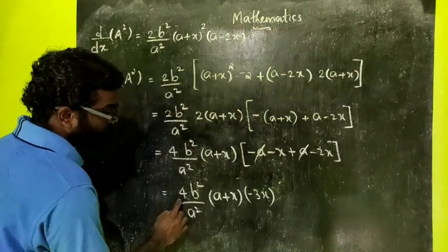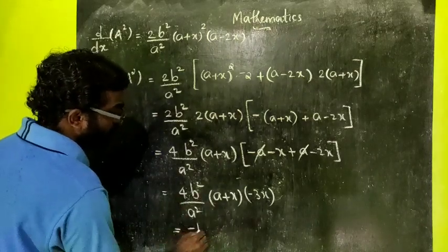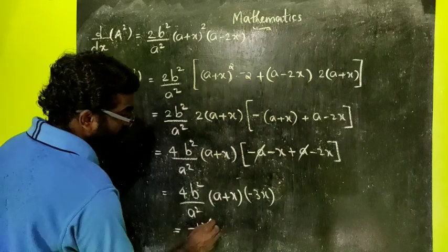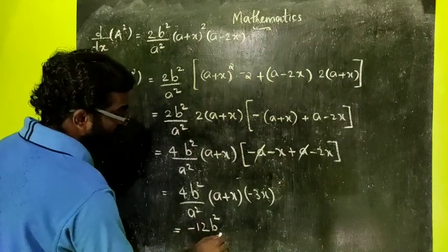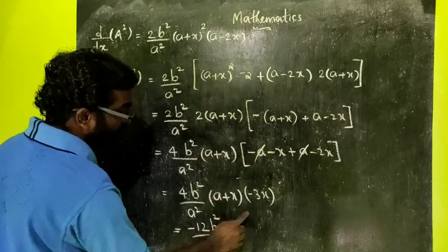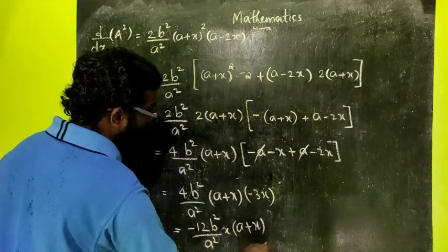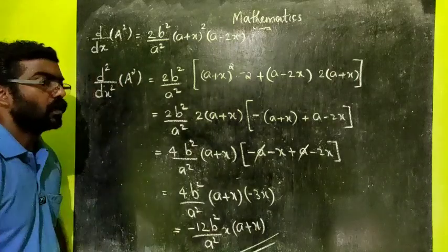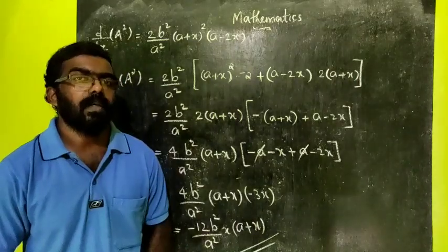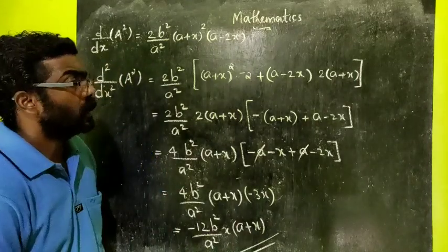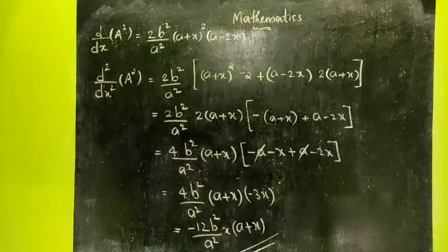Here we can multiply 4 into minus 3, minus 12 b square by a square, then 1 x into a plus x. Okay, this is the second order derivative. Now we have to equate the first order derivative to 0 in order to get the critical point. Okay.